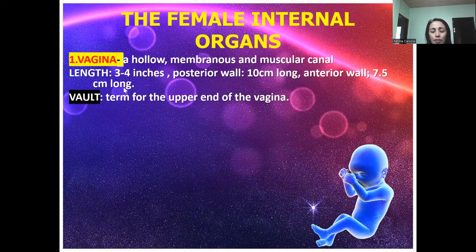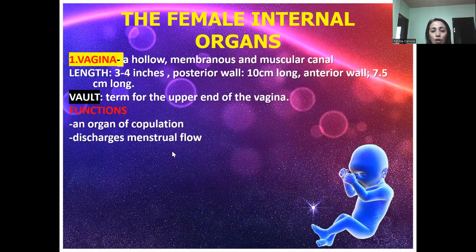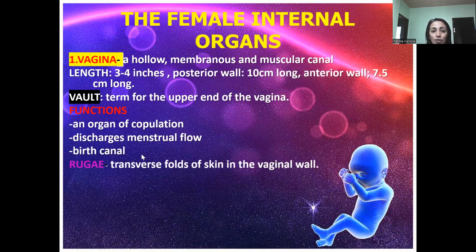So the vagina is 3 to 4 inches, which would mean the penis being inserted should only be that long, so you will not be having cervical cancer. As an update, the upper end of the vagina is now called your vault, with the function of an organ for copulation or an organ for sex. So the penis should not be inserted anywhere. It is also where your menstrual flow discharges, and of course it is the birth canal. When you say the birth canal, it is where the baby will come out in a normal spontaneous vaginal delivery.